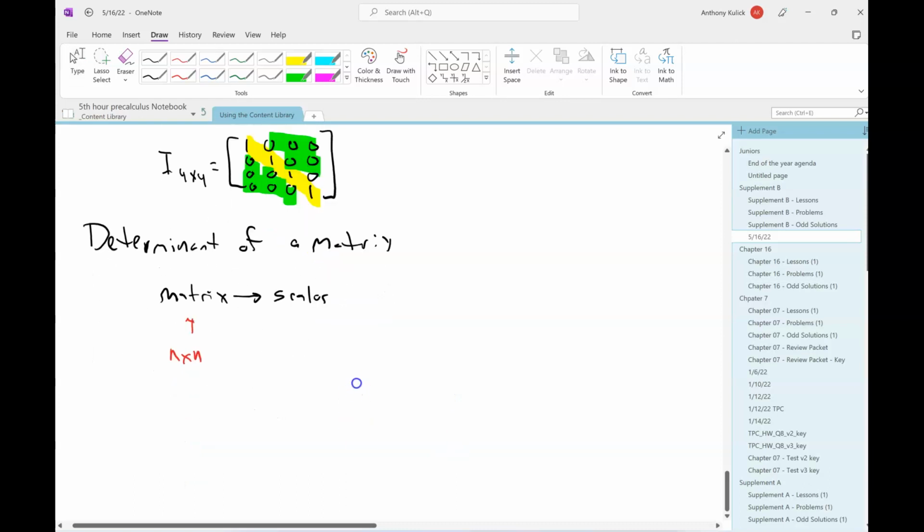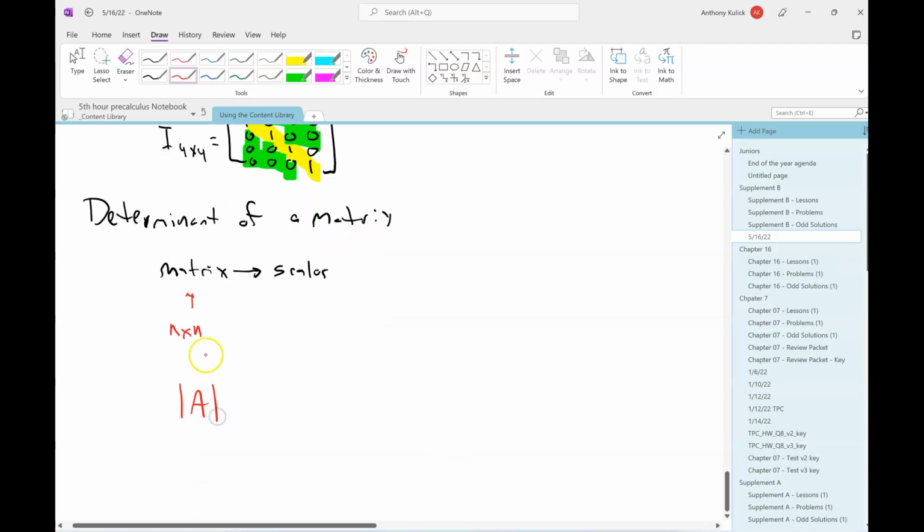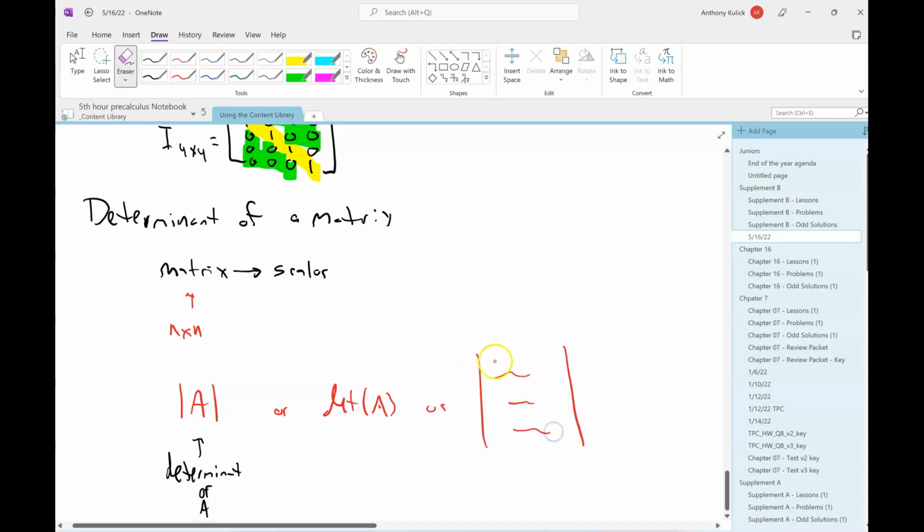The symbol that we use for the determinant are vertical bars. Or sometimes we'll just write DET in front of it, short for determinant. Or sometimes we'll write our matrix, but we'll use vertical bars there instead of the brackets. So any one of those three symbols, or three ways of writing it, means the determinant of our matrix.